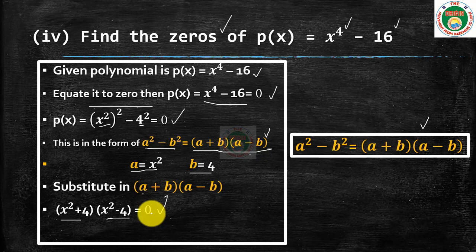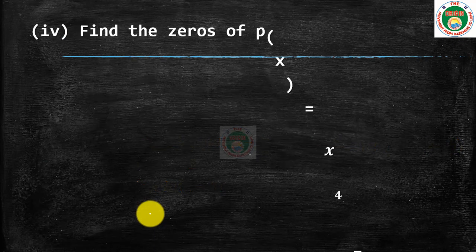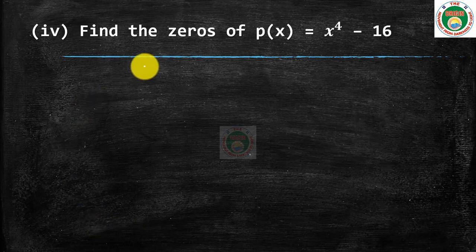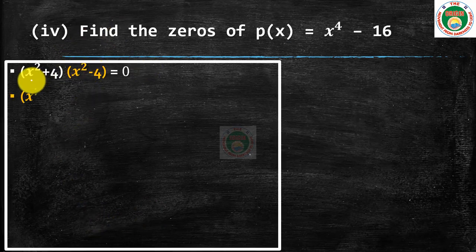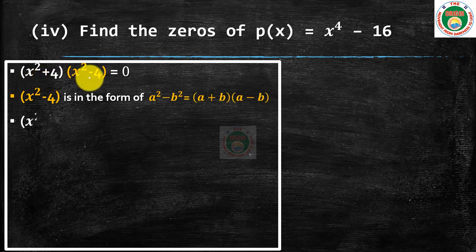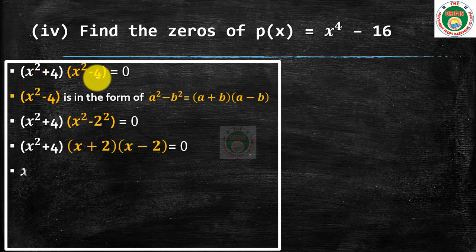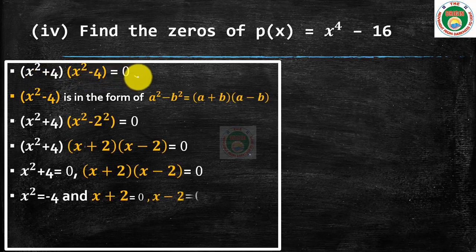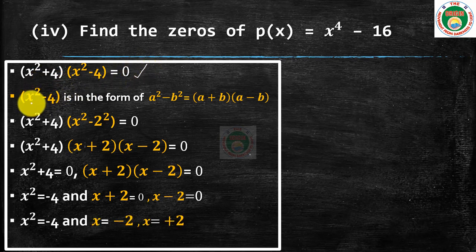That is the form. Next one, how can we simplify that? x power 4 is x square plus 4 into x square minus 4 equal to 0. Here x square minus 4 is again in the form of a square minus b square. This 4 can be written as 2 square, 2 square equal to 4.